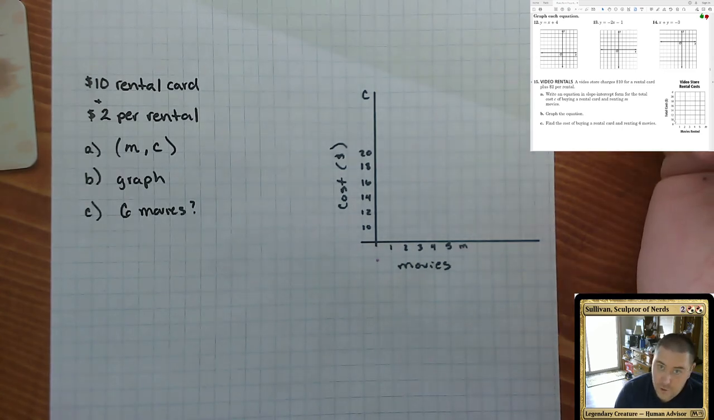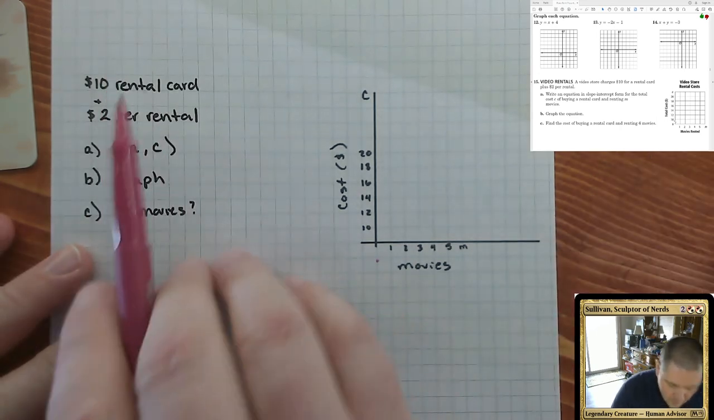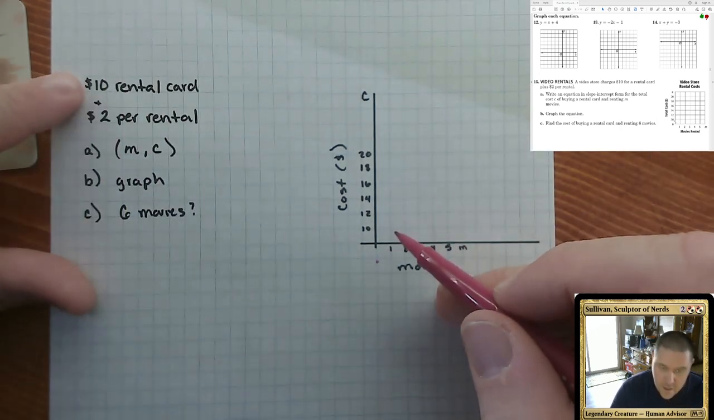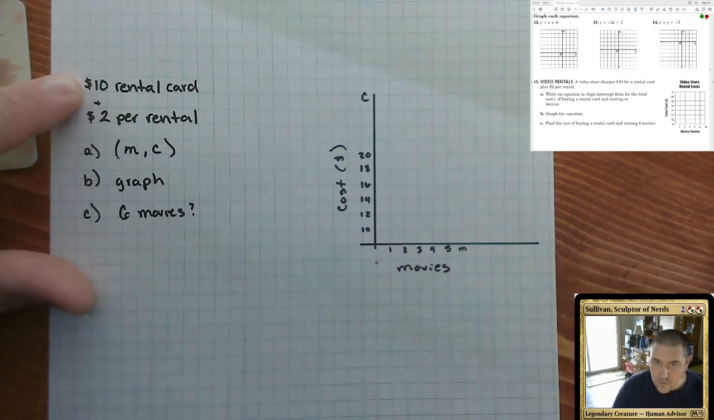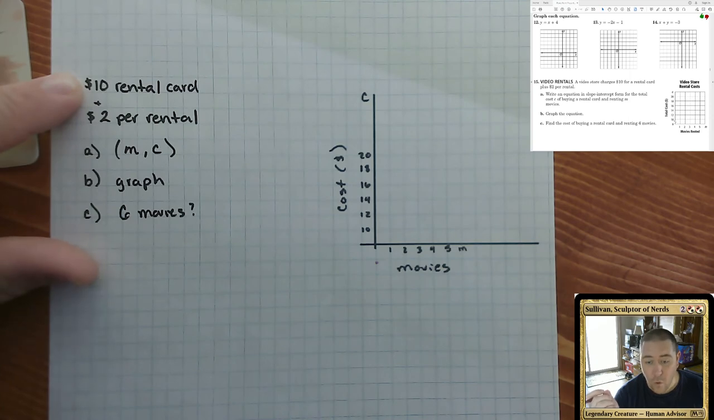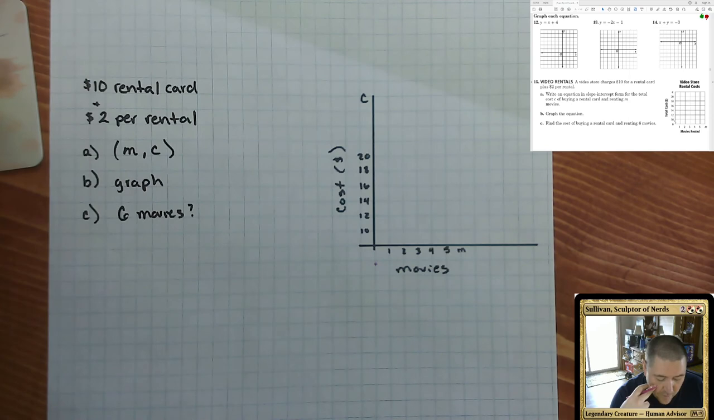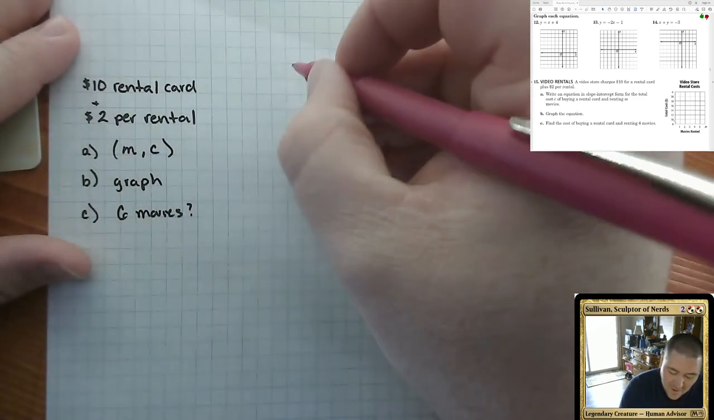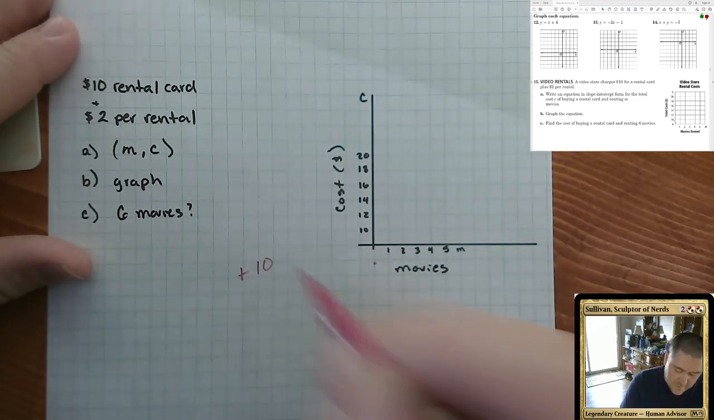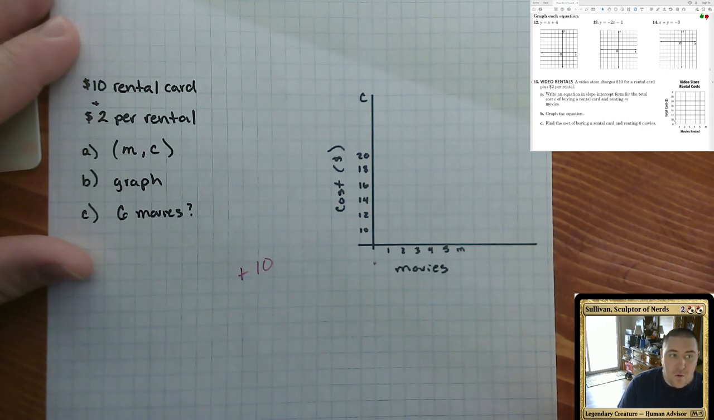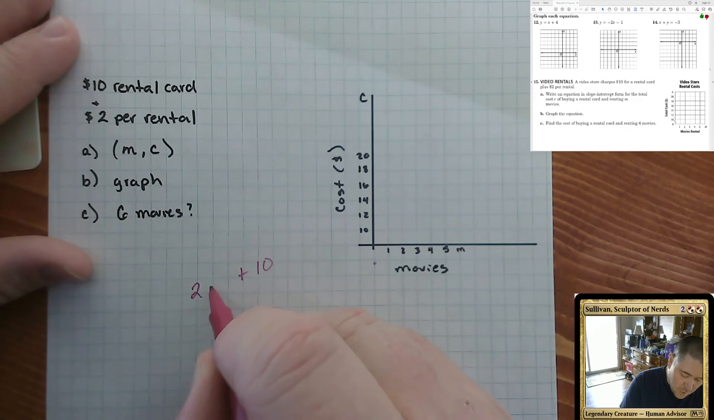If you want to test yourself, which you should, pause it and try. Hopefully you did. We're going to have a $10 rental. So just to get the rental card, by the way, this problem is old, as the children say, AF. I haven't seen a Mr. Movies rental card for 20 years. Anyway, it's 10 bucks to get your membership card or whatever it is. So you got to pay that no matter what. Your rental is $2 per movie.